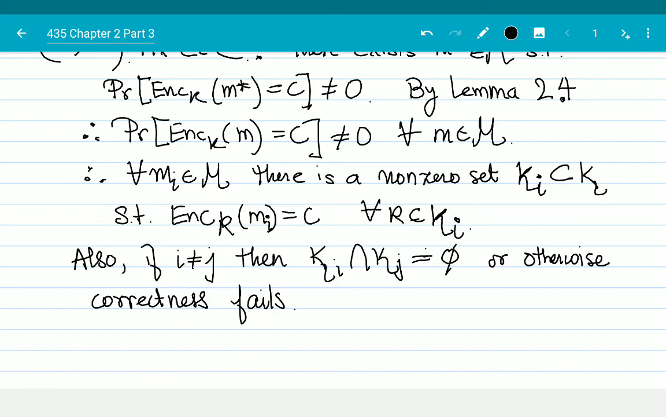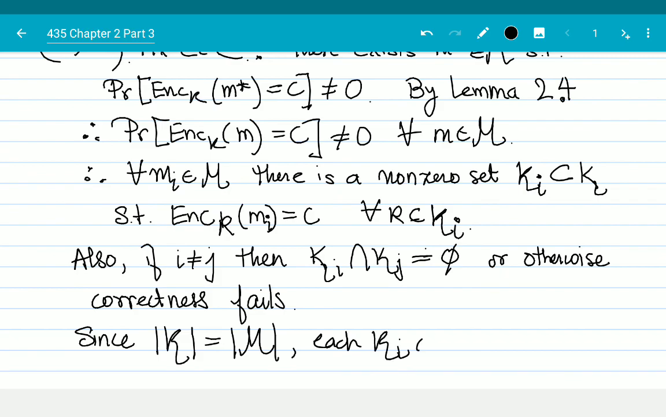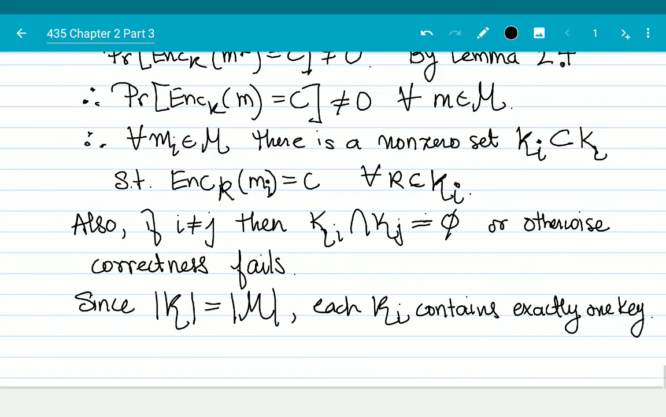Well, since we have assumed that the size of the key space K is equal to the size of M, that means that each Ki contains exactly one key, and this shows that each key is unique.